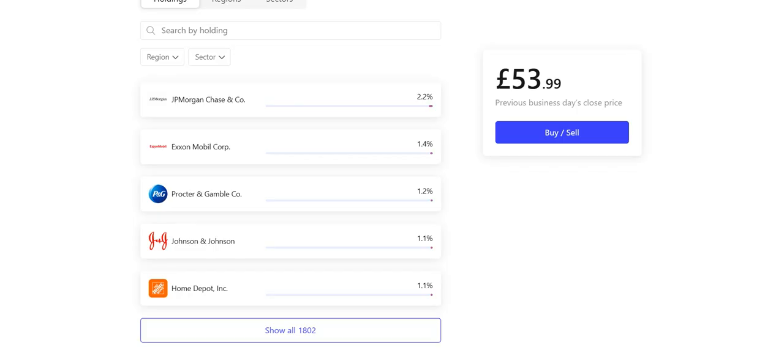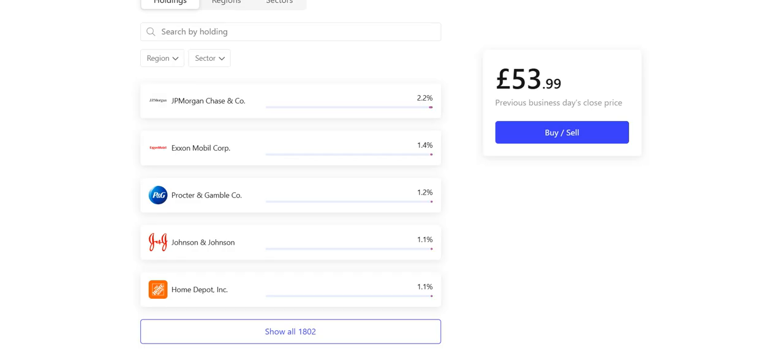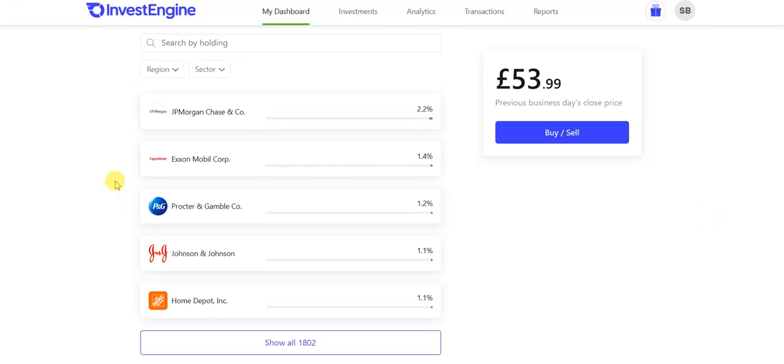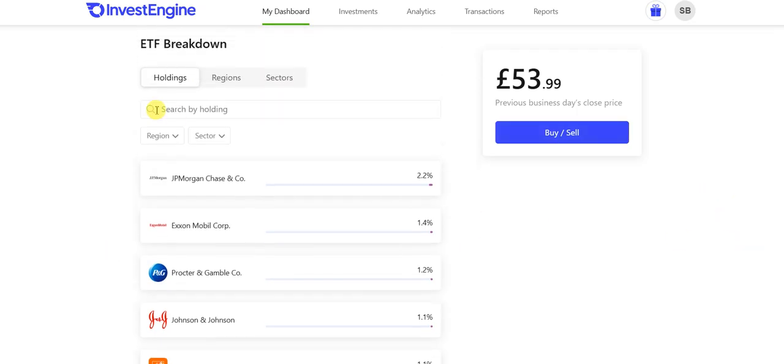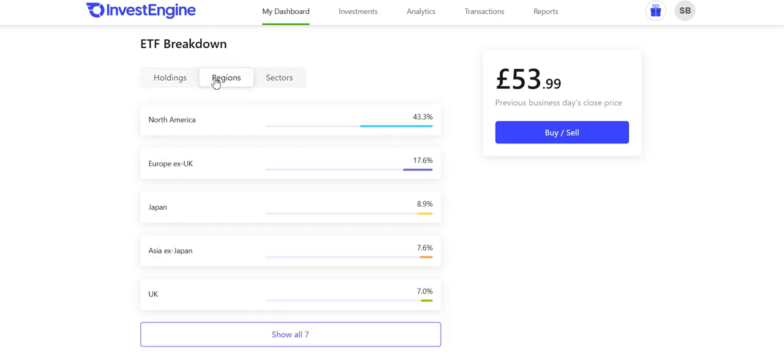And you can see, you only get 1,802 stocks in this one. Let's have a look. You can see here, for example, Exxon's popped up on one of the tops, where it didn't on the other ones, and Procter & Gamble and Johnson & Johnson and Home Depot. I know Procter & Gamble and Johnson & Johnson are definitely known more for their dividends. So, let's look at regions.